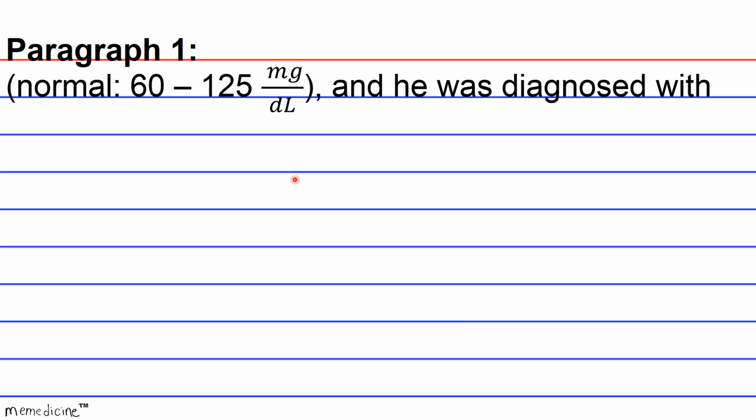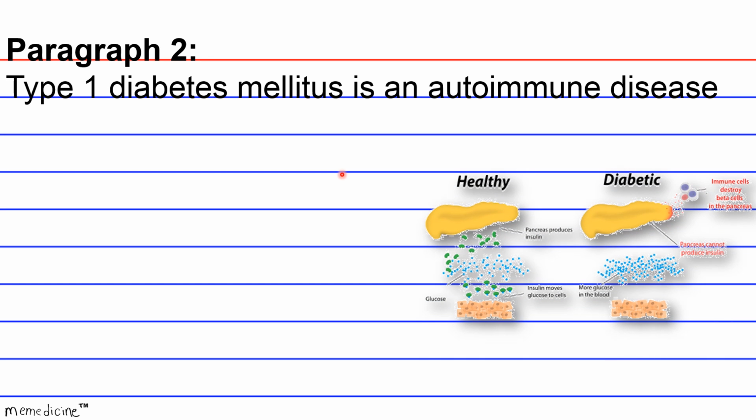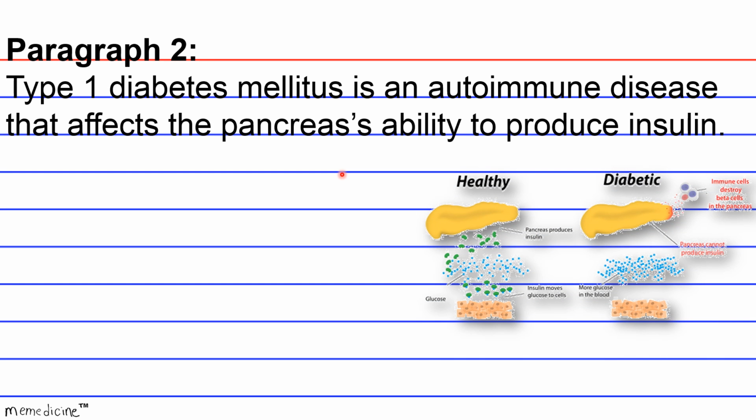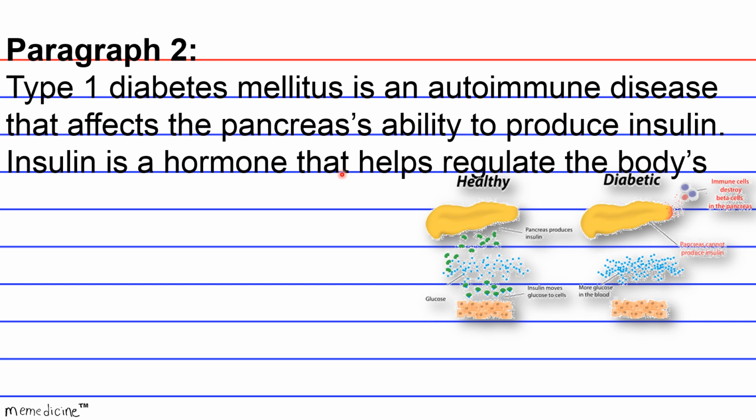The normal range is 60 to 125 milligrams per deciliter. Damn, he's way over. And he was diagnosed with type 1 diabetes mellitus. Paragraph 2. Type 1 diabetes mellitus is an autoimmune disease that affects the pancreas's ability to produce insulin.